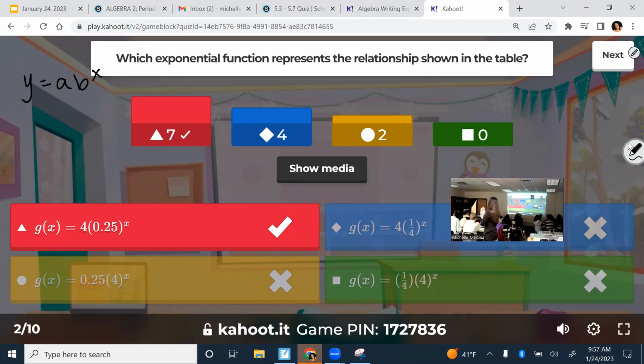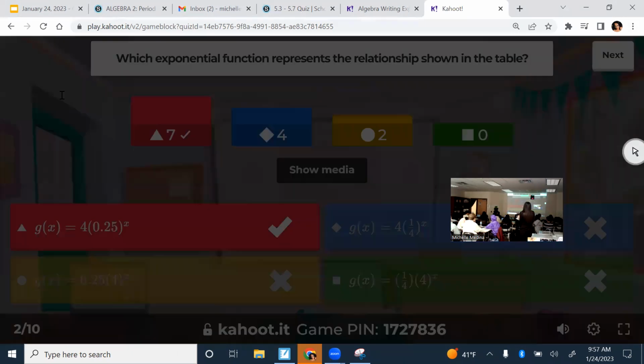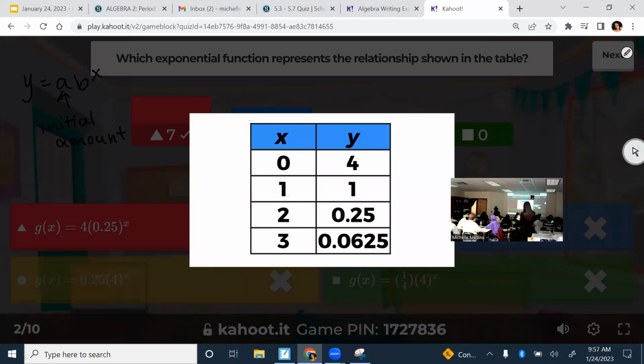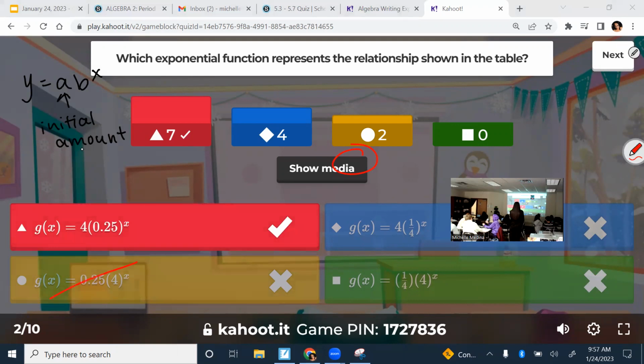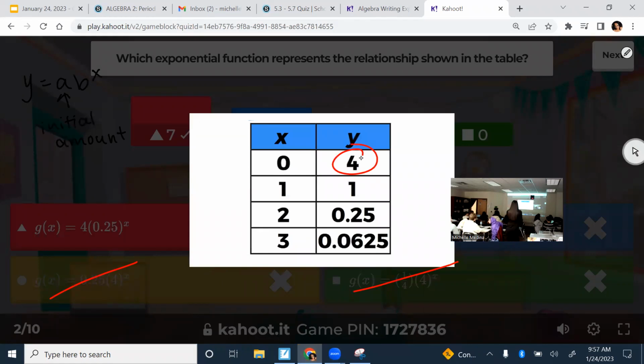Exponential functions have that equation: A times b to the x, or something equivalent. A represents what? The initial amount. So I'll pull up the table again. What is my starting amount? 4. So all the ones that don't have 4 in the A position should not be an option to you. So that eliminates yellow and green. So the constant, the one without the exponent, is always your starting amount. Starting amount is always whenever x is 0. Make sense? Or your y-intercept.